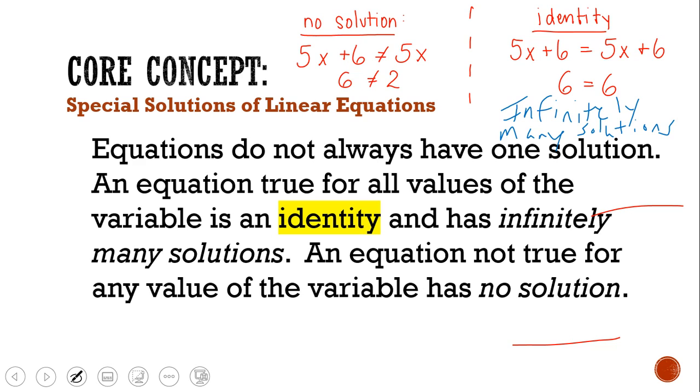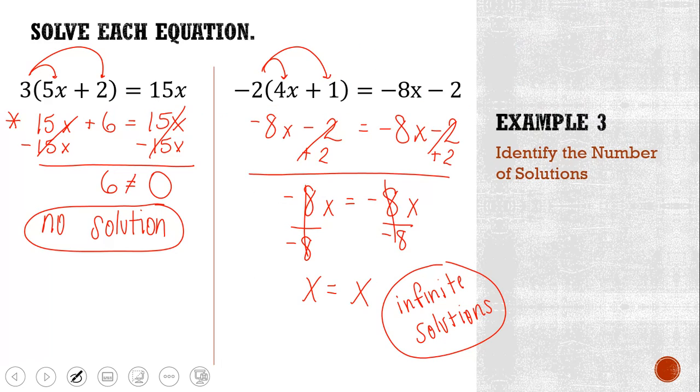So we can see on the left example here, we've got 5x plus 6 equals 5x. You subtract the 5x from both sides and you get 6 equals 0, which is a statement that's not true, so we end up with no solution. Here, when we subtract the 5x, it cancels on both sides, and we're left with 6 is equal to 6, which is a true statement. That makes it an identity, which means there are infinitely many solutions.